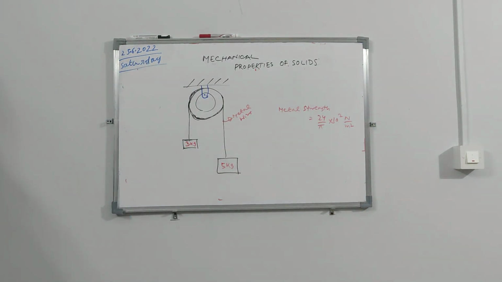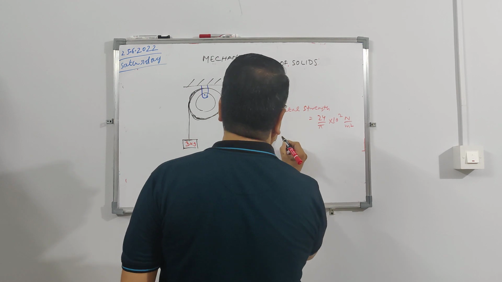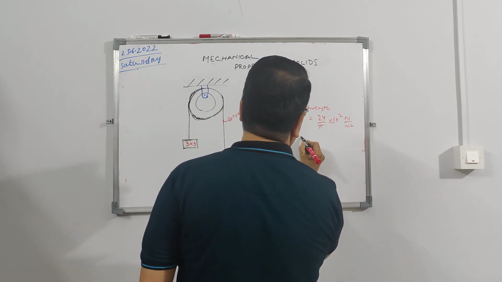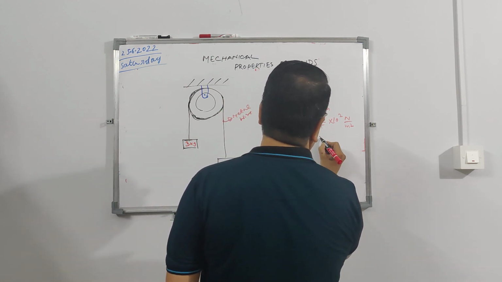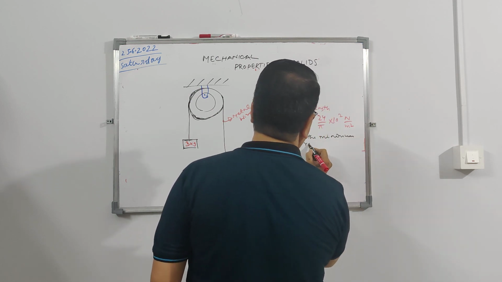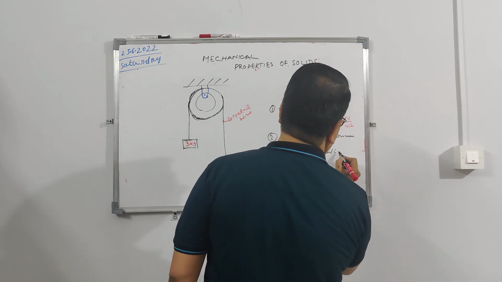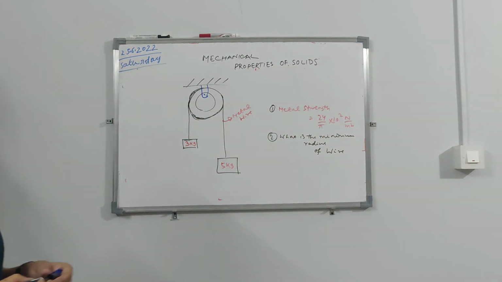The question is: what is the minimum radius of the wire?